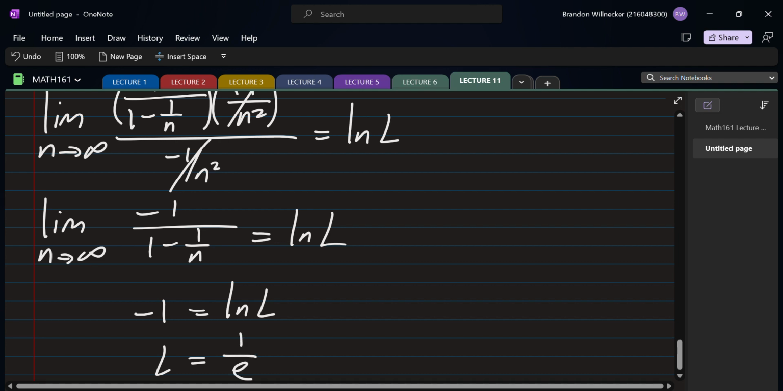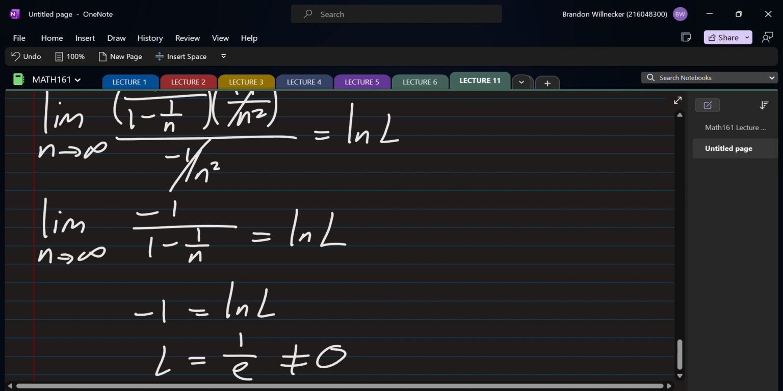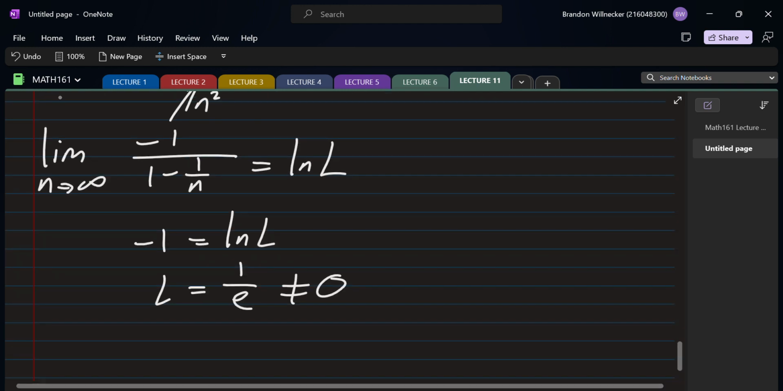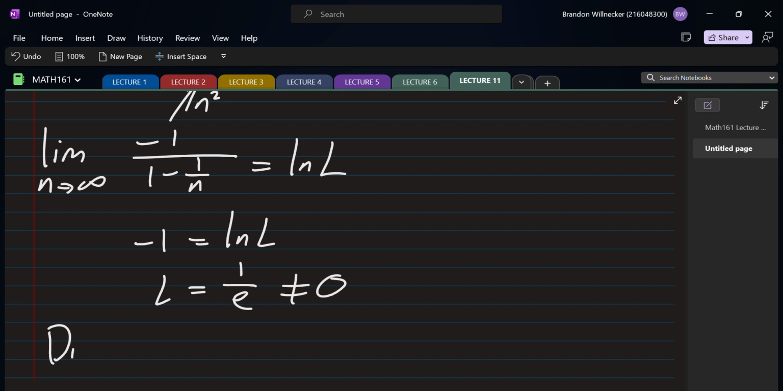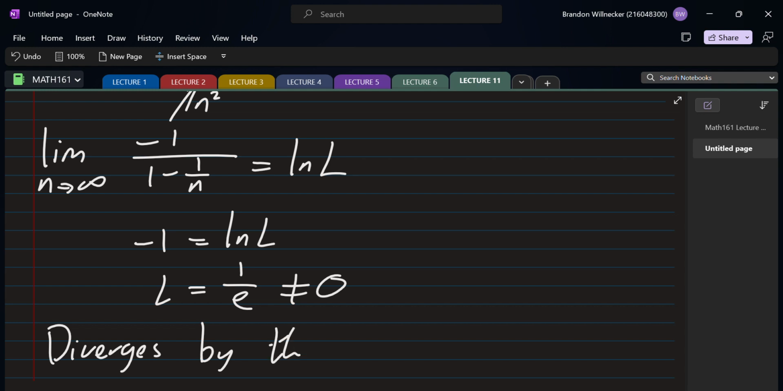Okay, so this limit L is non-zero, which means the terms in the sequence are not getting smaller. So when we add them up in the series, we're adding terms that are not getting smaller each time. And if that's the case, then this must diverge. So this diverges, by the test for divergence.